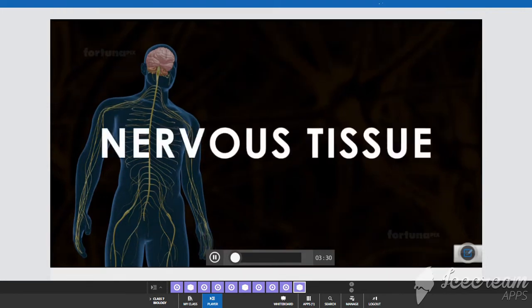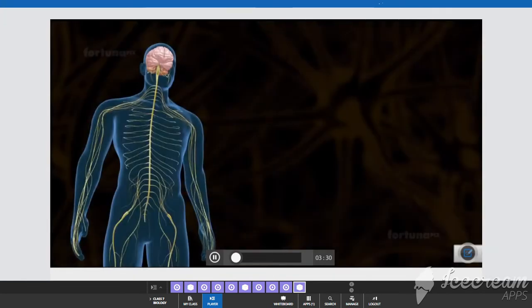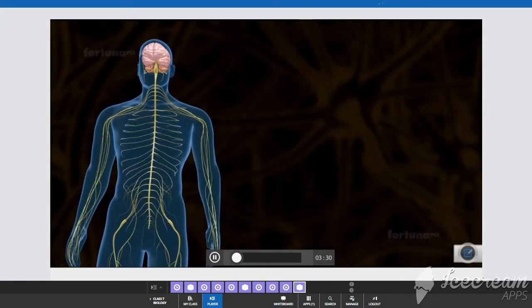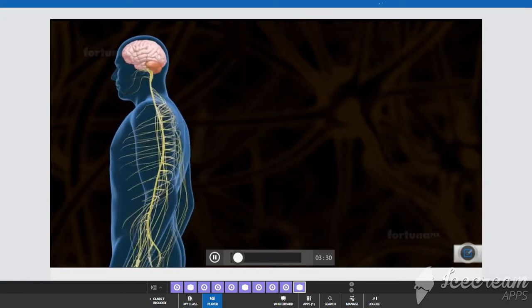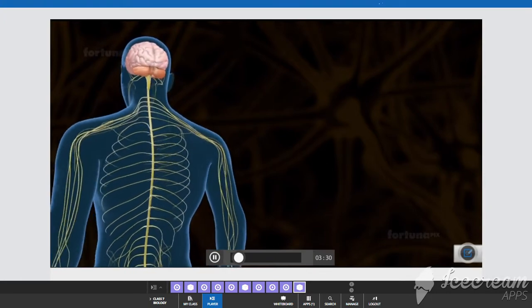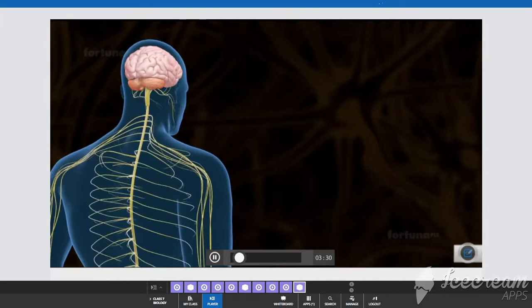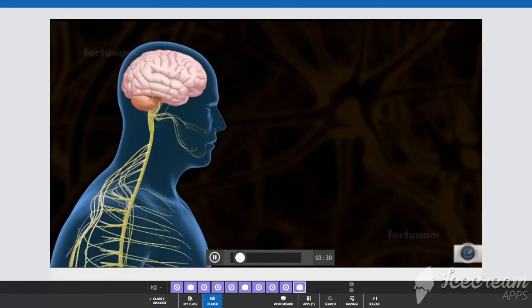Nervous tissue. We tend to think of the nervous system primarily as having to do with stimuli response, but it also works to control and coordinate the functions of the body.